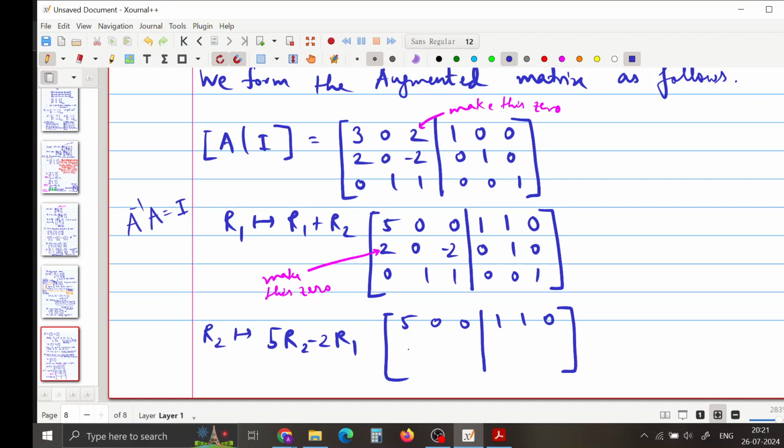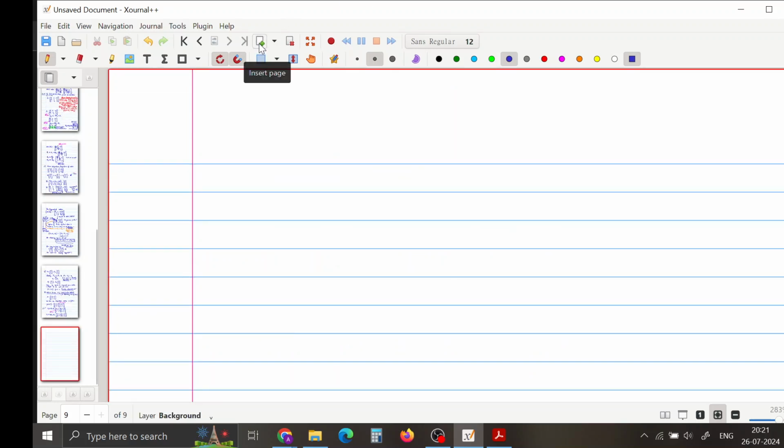So the second row gets modified. Now it becomes 0 0 minus 1, and similarly you have to do it for the right half as well. It will become 2 3 0. You can check it later as well. If there is any mistake, just make sure you are able to figure it out.